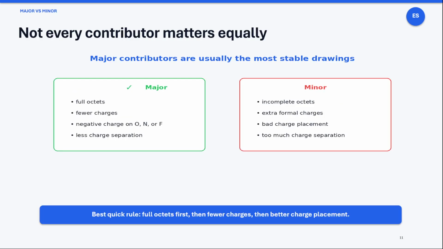Slide 11. Now let's talk about major and minor resonance contributors. Not every resonance structure matters equally. The major contributor is usually the most stable drawing. A strong contributor usually has full octets, fewer formal charges, negative charge on electronegative atoms, and less charge separation. A weak contributor may have incomplete octets, extra charges, bad charge placement, or too much charge separation. A good quick rule is full octets first, then fewer charges, then better charge placement.